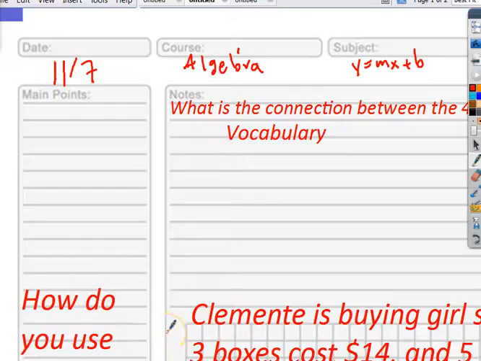Ladies and gentlemen, today is the 7th of November. This is the algebra course, and our subject for today is y equals mx plus b. We're going to be going over this incredibly quickly.